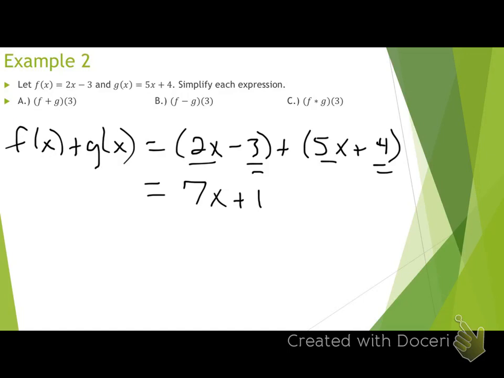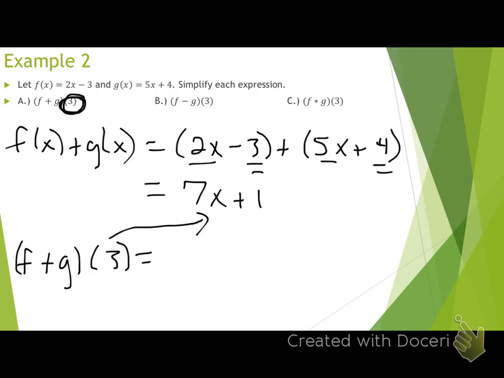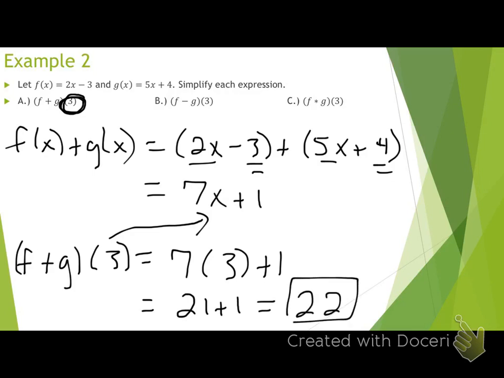Now I can focus on this 3 right here. That's just telling me it wants me to plug that 3 into my new function. So f plus g of 3 equals, and I'm just plugging the 3 into that x right there, 7 times 3 plus 1. 7 times 3 is 21. 21 plus 1 is 22. So f plus g of 3 gives me 22. If it tells you to do a combination of functions and plug in a value, you want to combine the functions first and then plug your value into your new function.